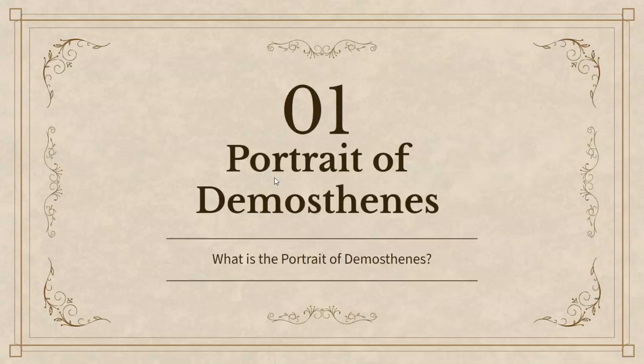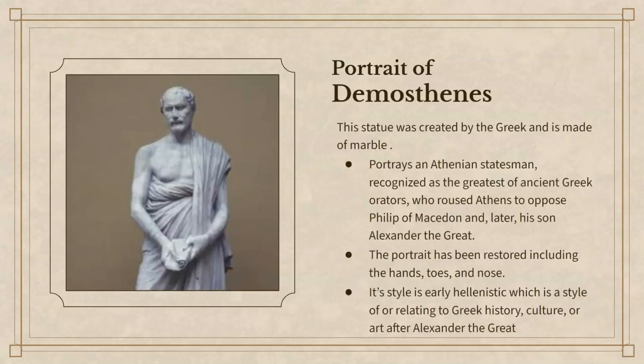Number 1. The portrait of Demosthenes. What is the portrait of Demosthenes? The portrait of Demosthenes is a statue created by the Greeks and is made of marble. It portrays an Athenian statesman recognized as the greatest of ancient Greek orators, who rose in Athens to oppose Philip of Macedon and later his son Alexander the Great. The portrait has been restored, including the hands, toes, and nose, and its style is early Hellenistic, which is a style of or relating to Greek history, culture, or art after Alexander the Great.